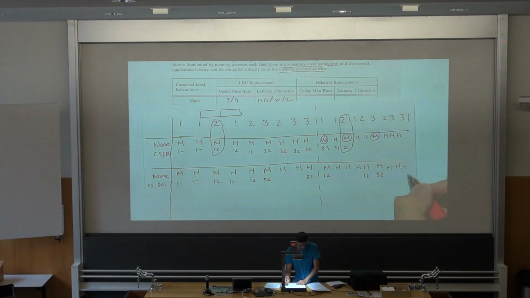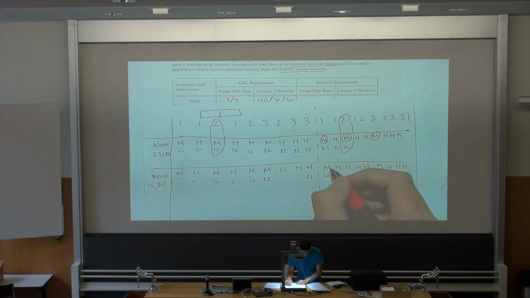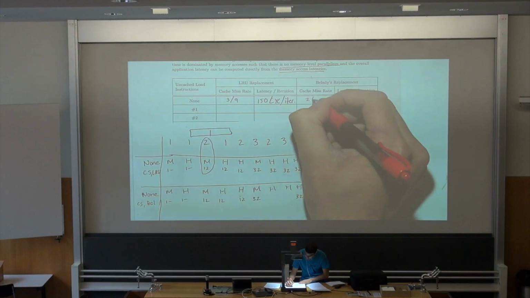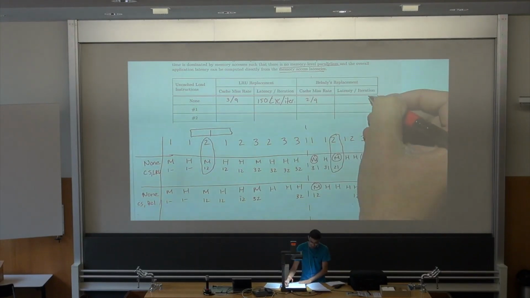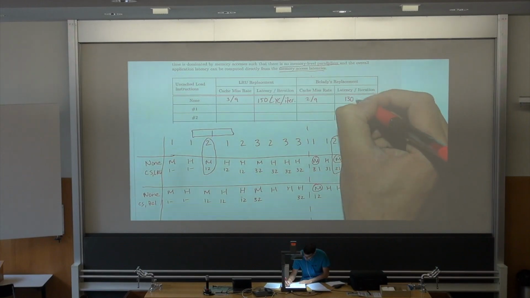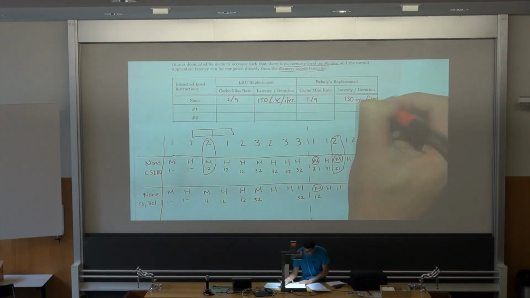So from here on, the pattern, again, repeats. And so here we see that we only have 2 misses, right? And so this cache miss rate here is 2 out of 9. And the latency that ends up being the case here is 130 cycles per iteration.